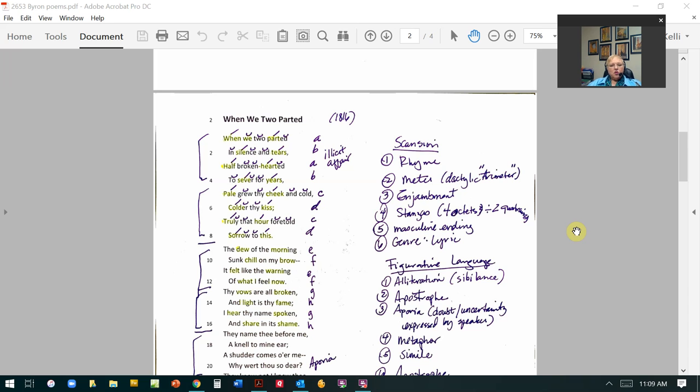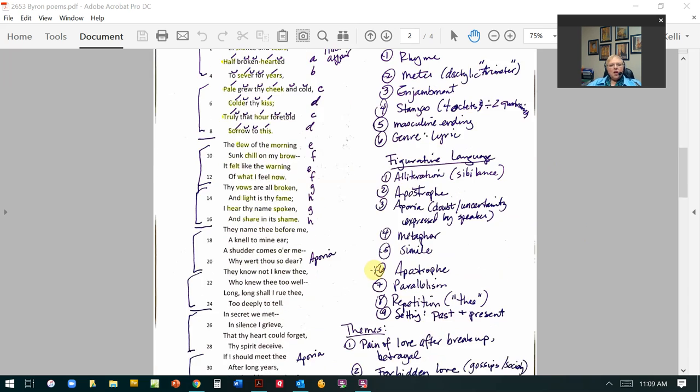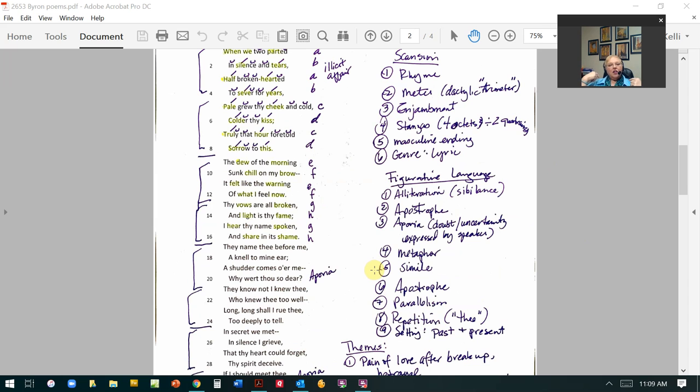We do have metaphors. "Thy name is like a knell" is not quite it; around line 18 he says "a knell to mine ear." He doesn't say it's like a knell, because that would be simile. He says it's a knell to my ear. A knell is like the death toll of bells. So that's an example of metaphor. And again, similes: "the dew of the morning sunk chill on my brow" felt like a warning, right? So there's an example of simile.